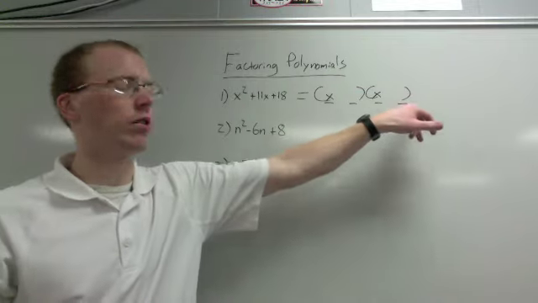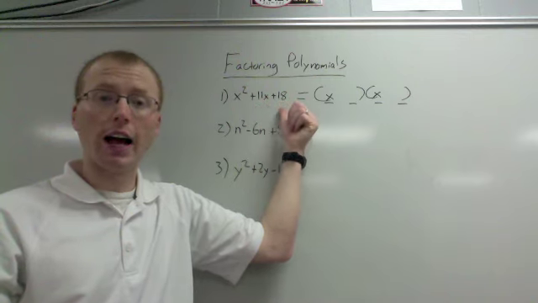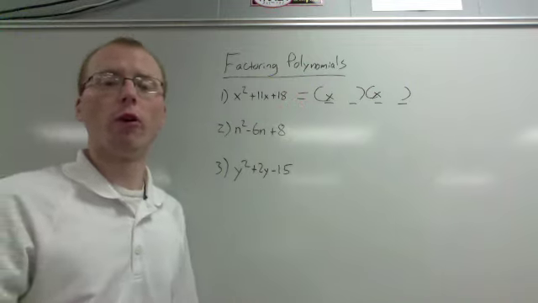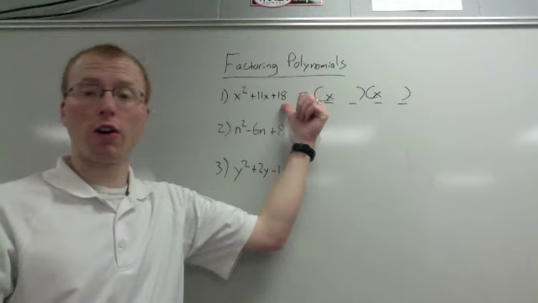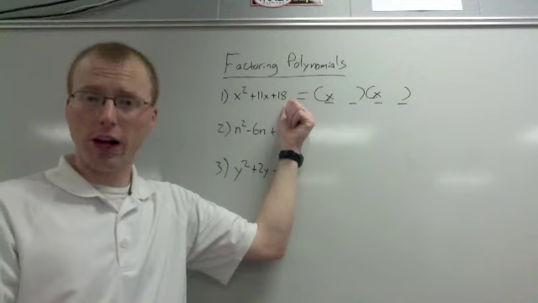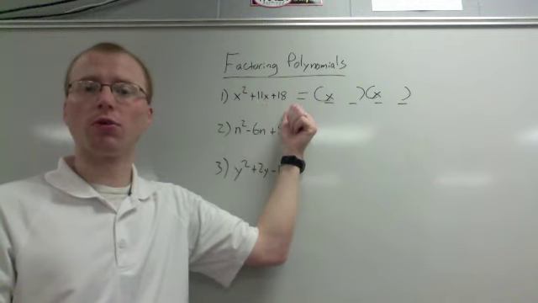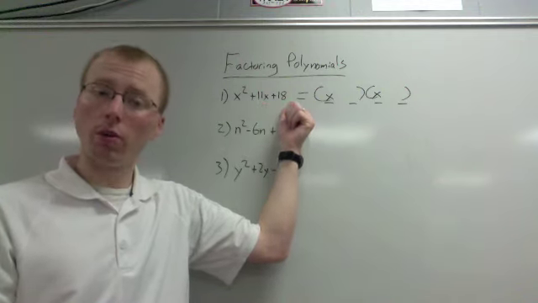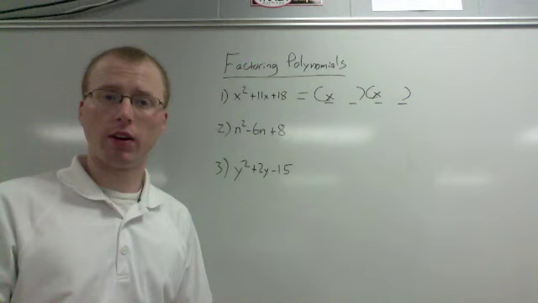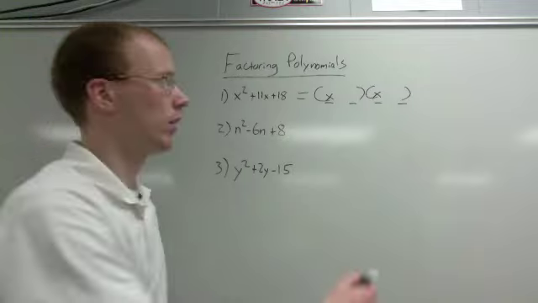To fill in our second two terms, we look at our middle term and our last term of our trinomial. What we're looking for is factors of our last term. That is, factors that multiply to be our last term, but then add to be our middle term. So in this case, we're looking for numbers that multiply to be 18, but then add to be 11. So in order to do that, let's look at all the factors of 18.